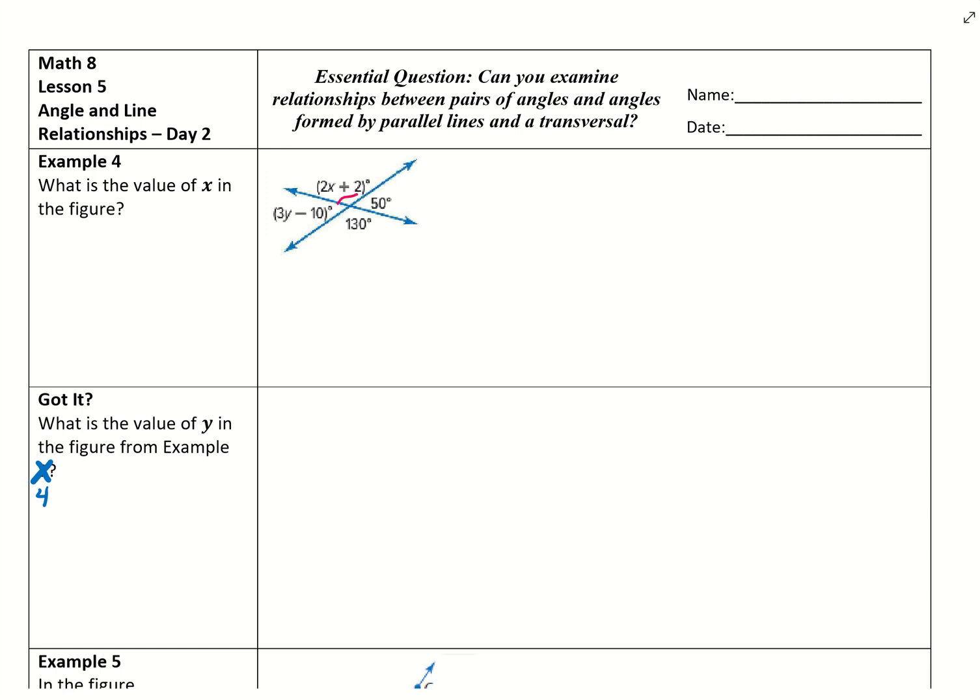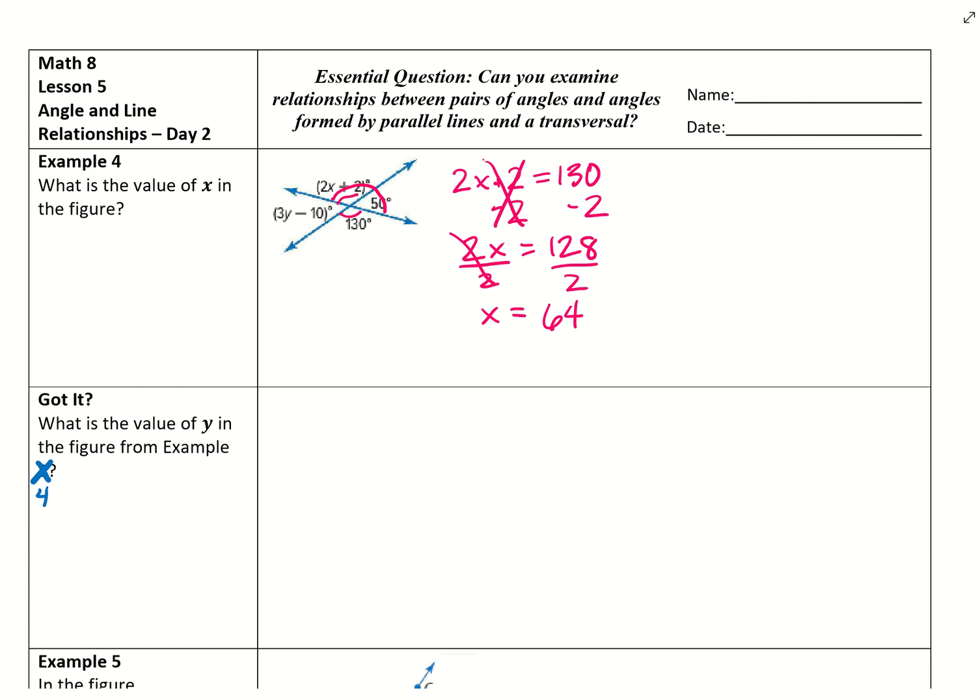So first, let's look at them being vertical angles. We have 2x plus 2 equals 130. Remember, vertical angles are congruent, so we know those two angles are going to equal the same measure. Okay, so then we would subtract 2 from both sides. 2x equals 128. Divide both sides by 2. And x equals 64.